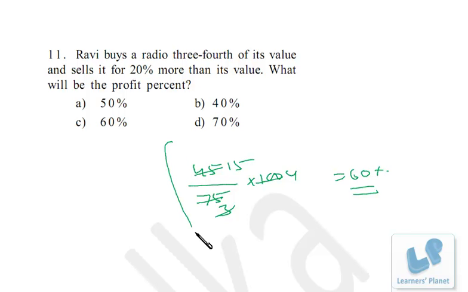Alternatively, what you can do, suppose X is the mark price. Now Ravi, buying price of Ravi is what? 3/4 of X. So that is the cost price of Ravi, right? What will be the selling price? Selling price is 20% more than its value. That means 120% of X. 120% of X means 6/5 of X, right? So this will give you the selling price and cost price ratio.